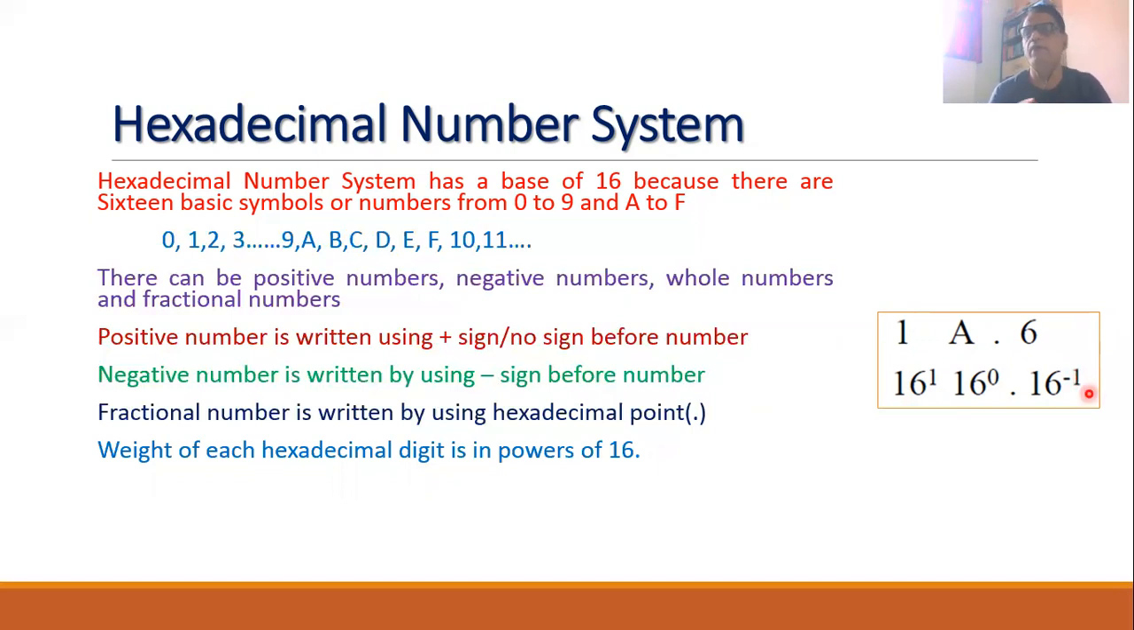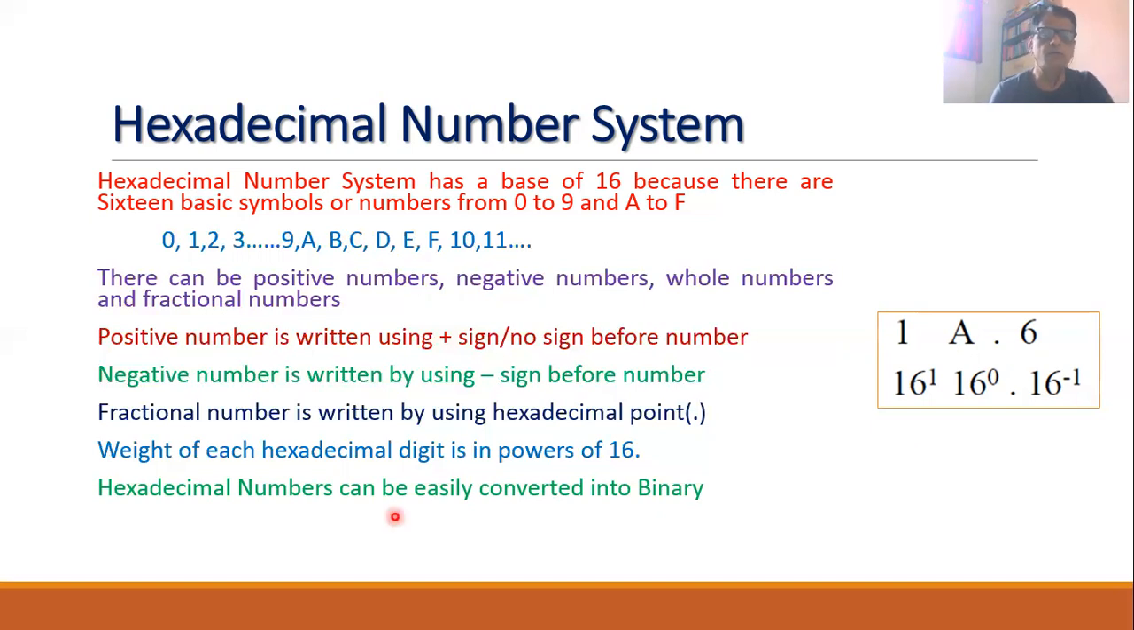So you will find that the weight to the right hand side will go on decreasing, and the weight to the left hand side will go on increasing from the hexadecimal point. Like the octal number system, the hexadecimal number system has an advantage: any hexadecimal number can be easily converted into binary form, or any binary number can be easily converted into hexadecimal form. Therefore, whenever we are dealing with a big set of binary numbers, it is always better to write it either in the octal form or in the hexadecimal form.